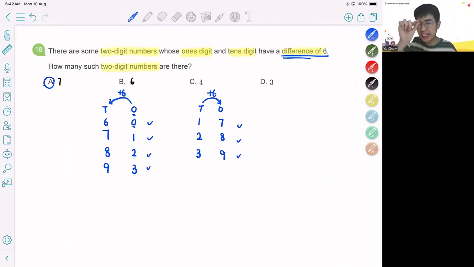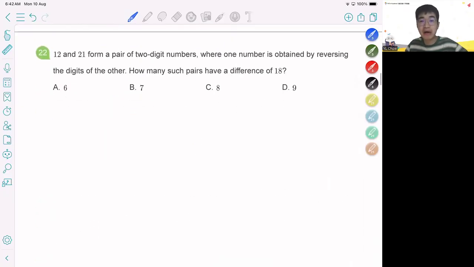There was a tiny mistake in the question at the start for the question paper, but we have updated it. So hopefully this has been made clear. This is one of the enumeration questions that I wish to go through. With that being said, let's move on to our next question, which is question number 22.